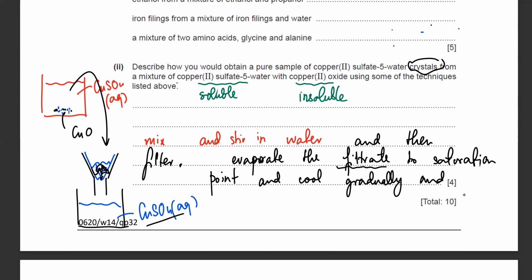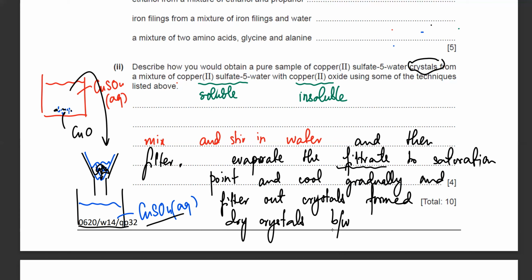And once crystals are formed, filter out the crystals formed. And since in the question he was very specific that he wanted crystals, you dry them between filter papers. So that's it. That's the whole thing. Mix and stir in water, and then filter, and then evaporate the filtrate that you get to saturation point, and cool gradually, and filter out the crystals which are formed.